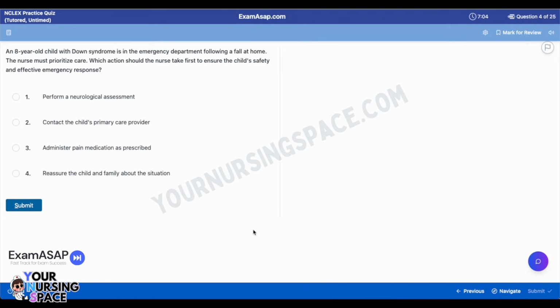Here are the options. Option 1. Perform a neurological assessment. Option 2. Contact the child's primary care provider. Option 3. Administer pain medication as prescribed. Option 4. Reassure the child and family about the situation.